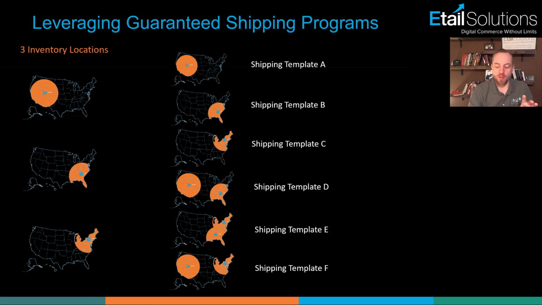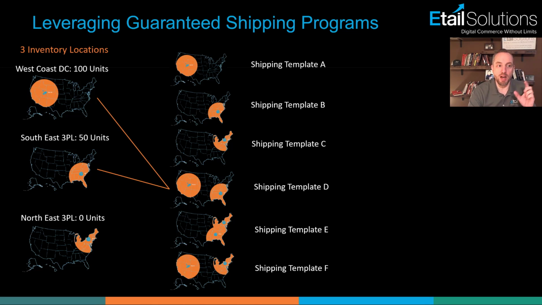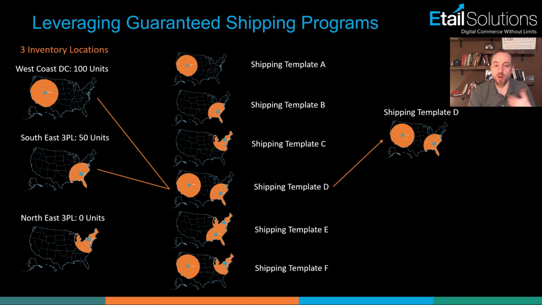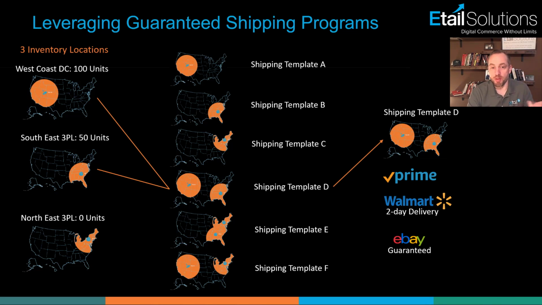And then you've got your West Coast and Northeast combination. So let's just say you have 100 units of inventory on your West Coast, 50 units in your Southeast, and in your Northeast you're out of stock, with no inventory availability. What would this look like when you're publishing? Those 2 locations would map to shipping template D, therefore you're going to publish shipping template D.